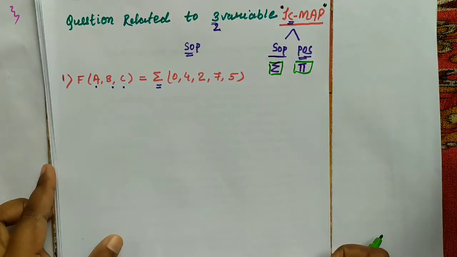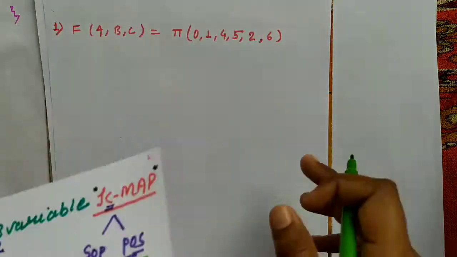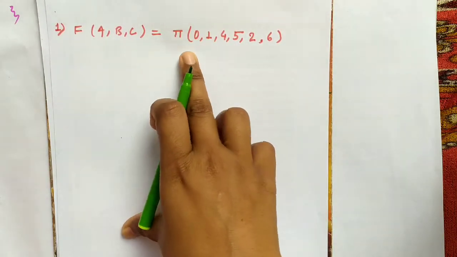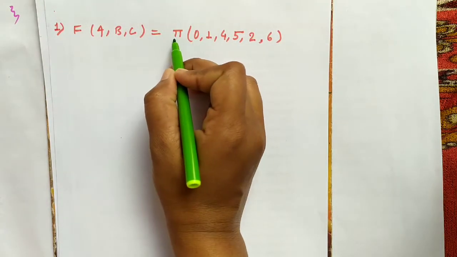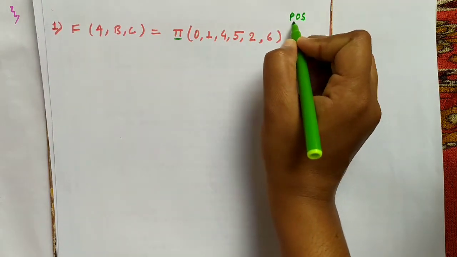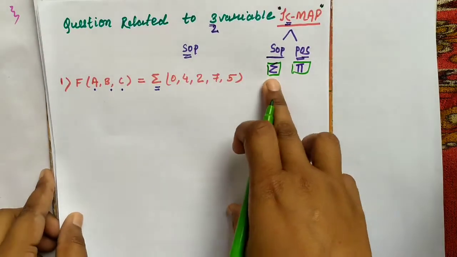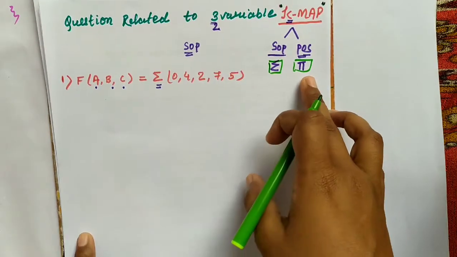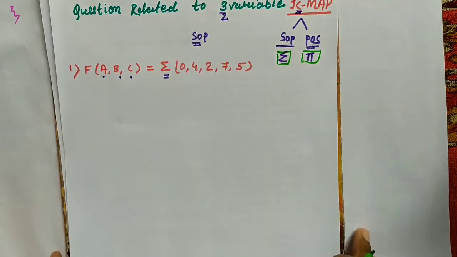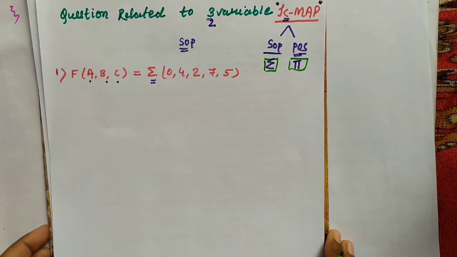Here is one more question, related to POS. This is a POS question because here one sign is available, that is pi. So you have to know there are two signs: the summation sign means SOP and the pi sign means POS. So firstly, take the design of the three variable K-map.